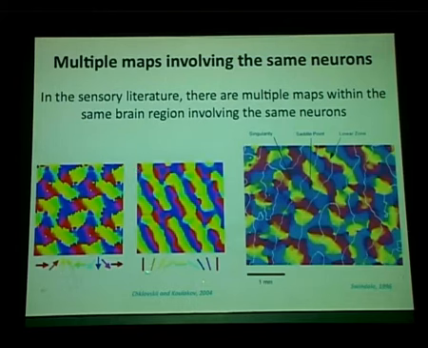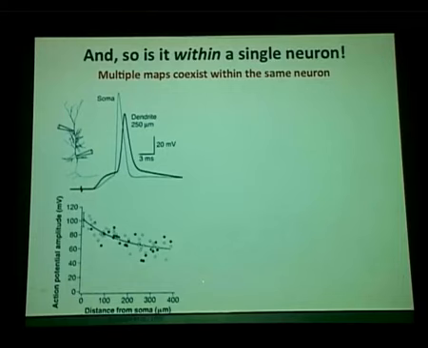Right? So this is orientation selectivity, this is direction selectivity. And you also have the ocular dominance column, the retinotopy, which is the visual field being mapped onto the retinal structure and beyond. That is also sitting on the same map over here, right? So we know that there are multiple maps within the same brain region involving the same neurons. So is the case with simple single neurons as well.